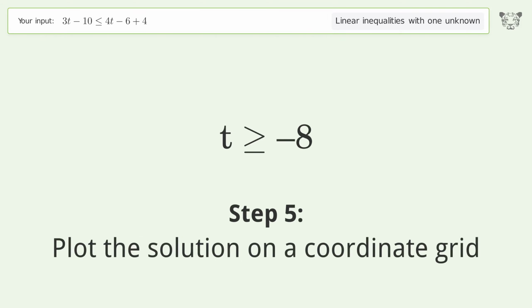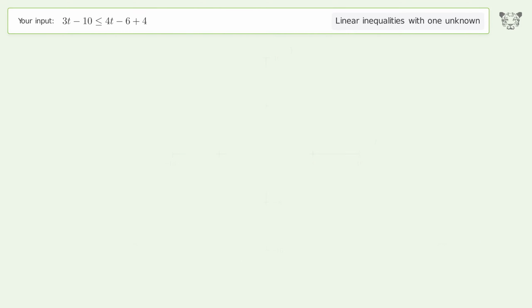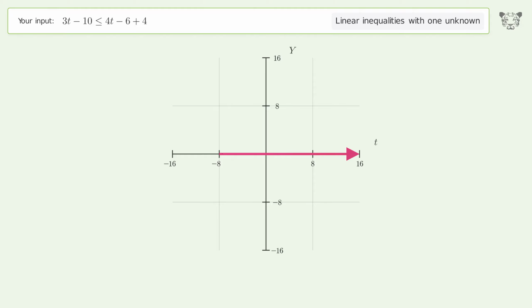Plot the solution on a coordinate grid. And so the final result is t equal or greater than -8.